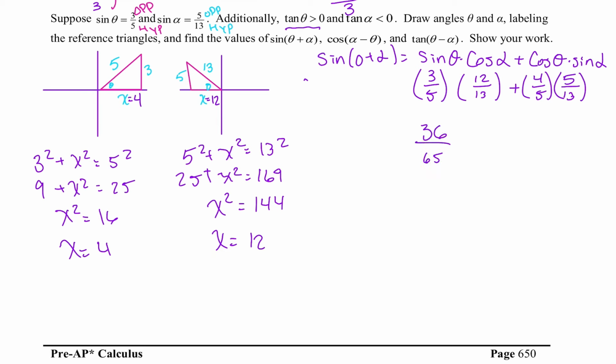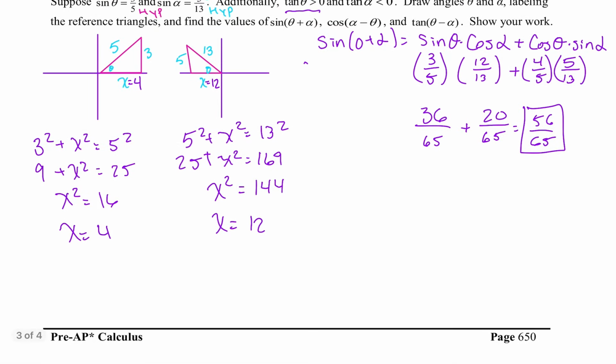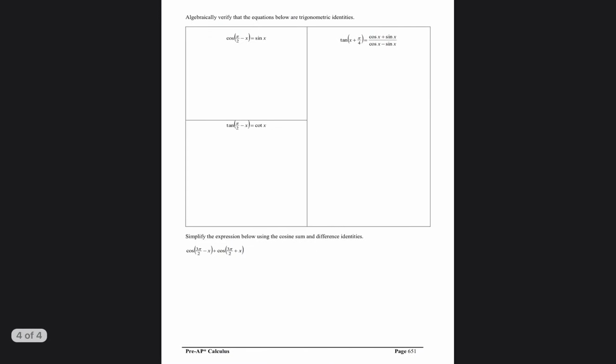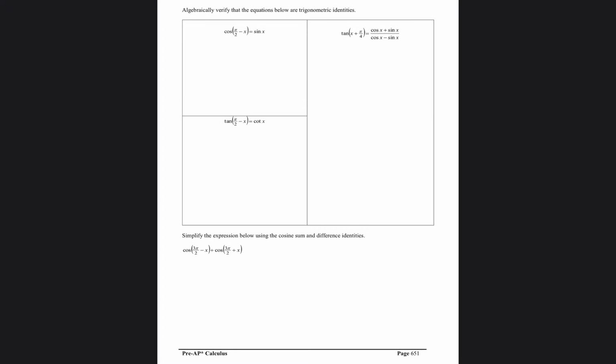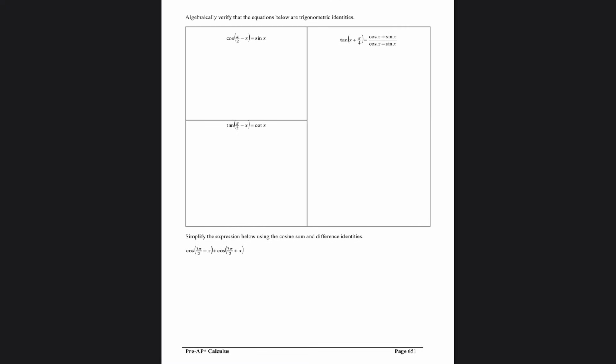Multiplying this together, 3 times 12 is 36. And 5 times 13 is 65. Plus 4 times 5 is 20. 5 times 13, 65. And when I put that together, I get 56 over 65, which we know would simplify to 56. Oh, I lied. That doesn't simplify. Yeah, that would be it. That is our answer.